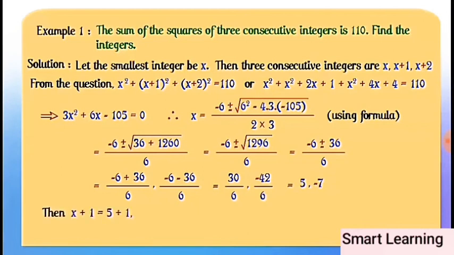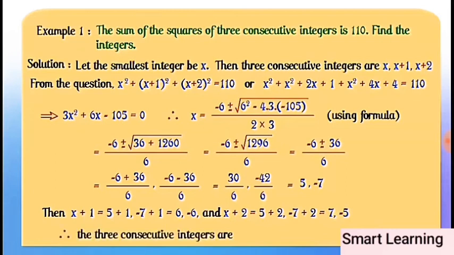Then x plus 1 is equal to 5 plus 1 and minus 7 plus 1 equal to 6 and minus 6, and x plus 2 is equal to 5 plus 2 and minus 7 plus 2, that becomes equal to 7 and minus 5. Therefore, the three consecutive integers are 5, 6, 7 or minus 7, minus 6 and minus 5.